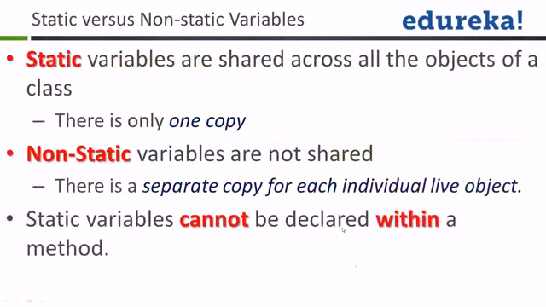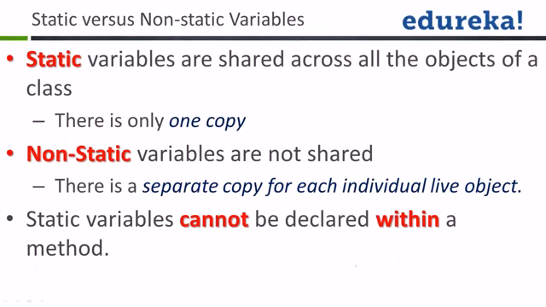Okay, good. Now, there are non-static variables also. These are not shared. There is a separate copy for each individual live object. You can also define non-static variables in a class, and whenever you create an object of that class, every object will get a separate copy of the non-static variables. But when you talk about static variables, every object will share the common copy.